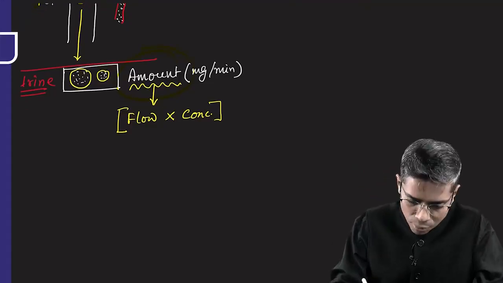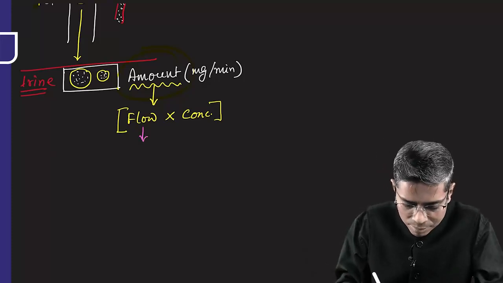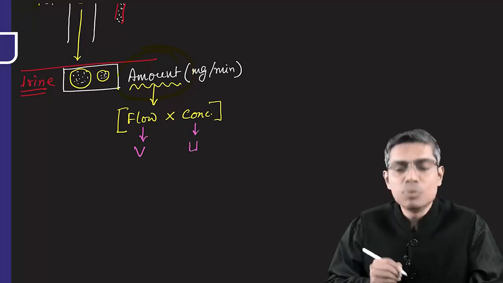So this flow of urine, or the volume per unit time, is denoted by V, and the concentration is denoted by U. Getting my point?